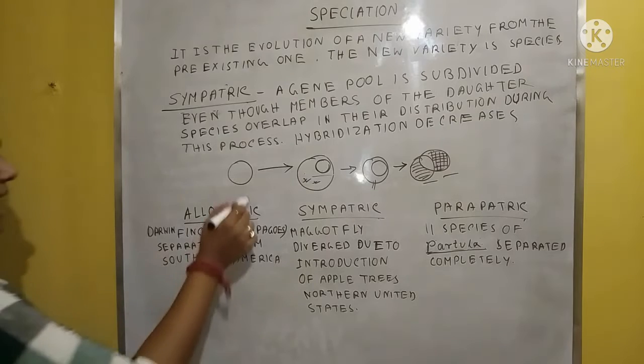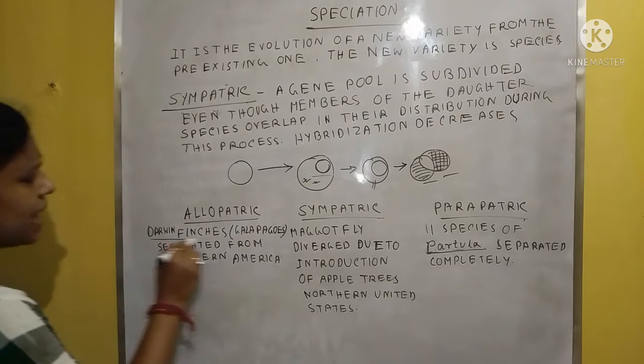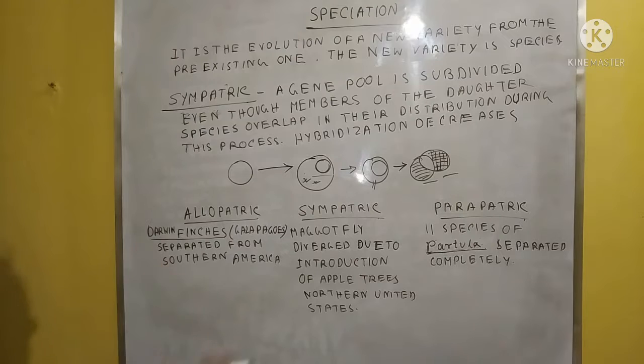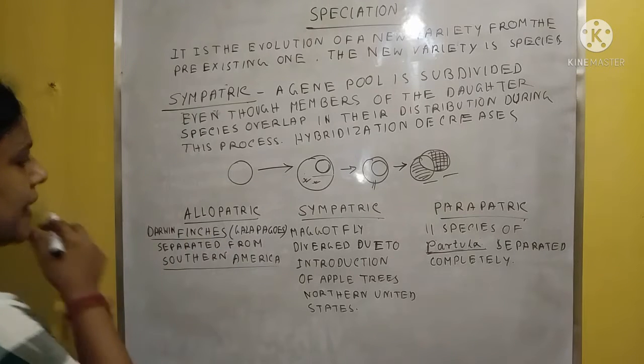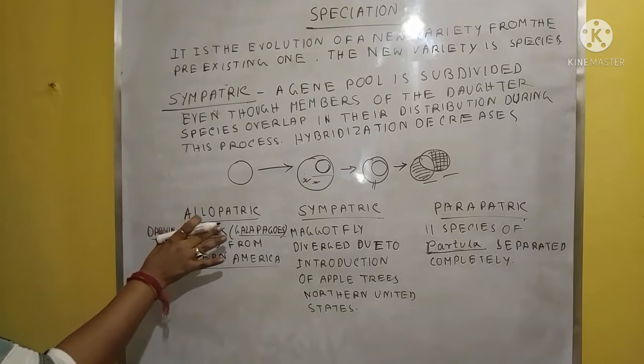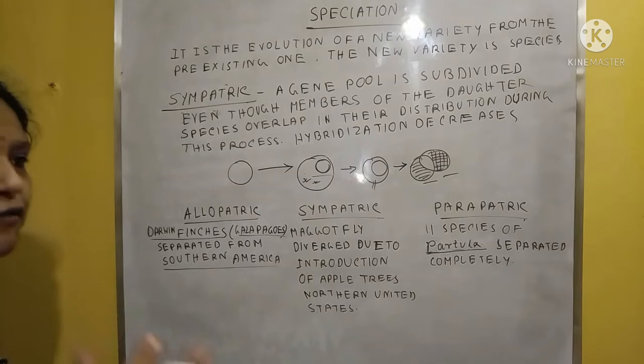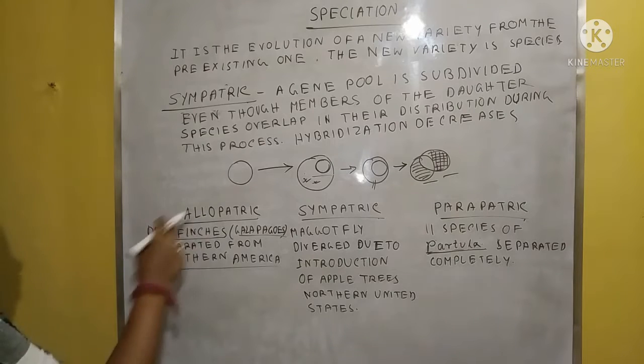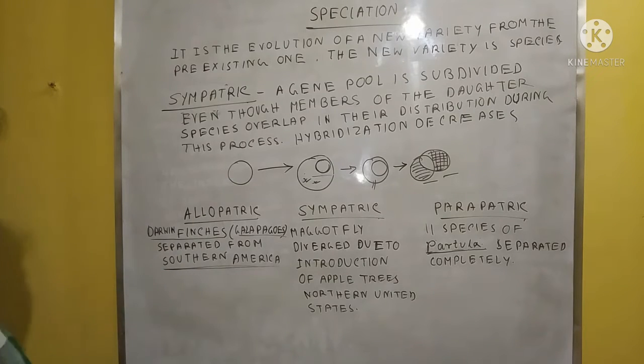An example of allopatric speciation is Darwin's finches. They are completely separated from South America. The Galapagos Islands are their habitat now, and many species of finches remain there, and their mainland was South America. Due to some geographical barrier, they are separated.